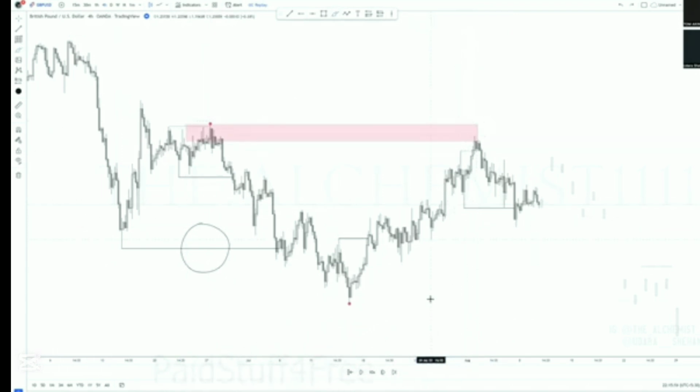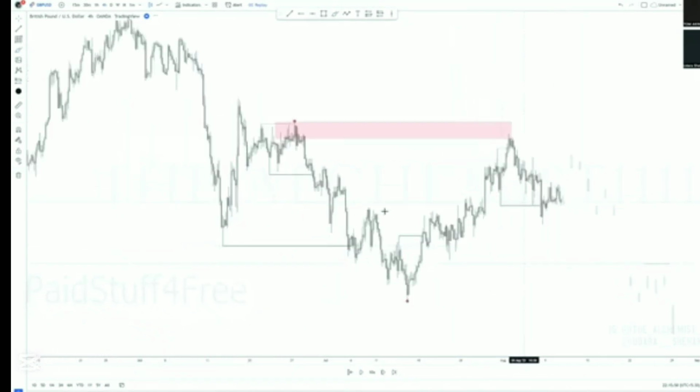So are we going to look for buy setups anymore? No, right? We can do intraday buys, but mainly we will be focusing on sell setups, right?